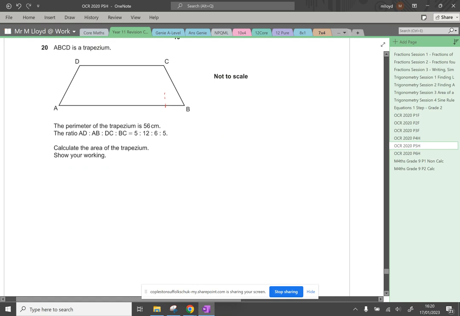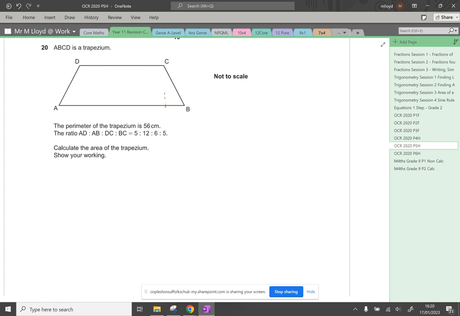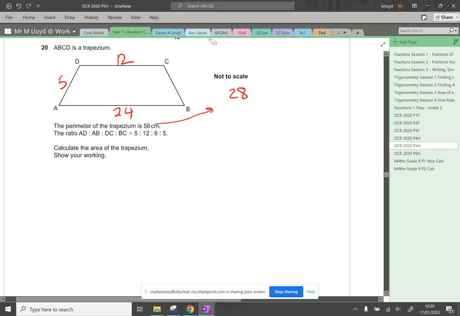Okay, last question. So ABCD is a trapezium. The perimeter of the trapezium is 56. I've got a little bit of red there. The ratio AD, AB, DC, BC. So AD is 5, AB 12, DC is 6, and then BC is 5. That adds up to 12, 18, 28. The perimeter is 56, so actually I need to double all of these lengths. So I'm just going to rub these out and put the proper lengths in. So 12, 24, 10, and then another 10.